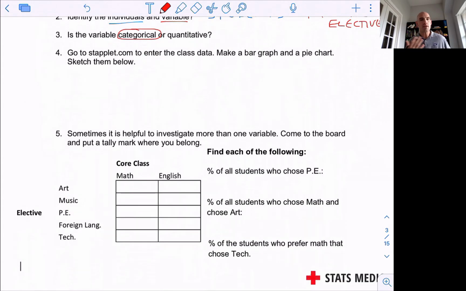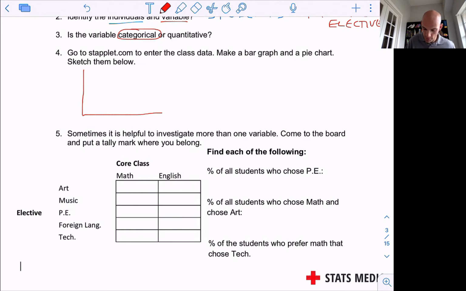This says go to Stapplet.com and enter the class data and make a bar graph and a pie chart, and we're going to sketch them below. We can actually do that without going to Stapplet, but that would be good practice for you to create data displays. Let's make a little bar graph here. When we create a bar graph, we want our axes to represent, on the bottom, what the categories are, and up the side, the frequency.